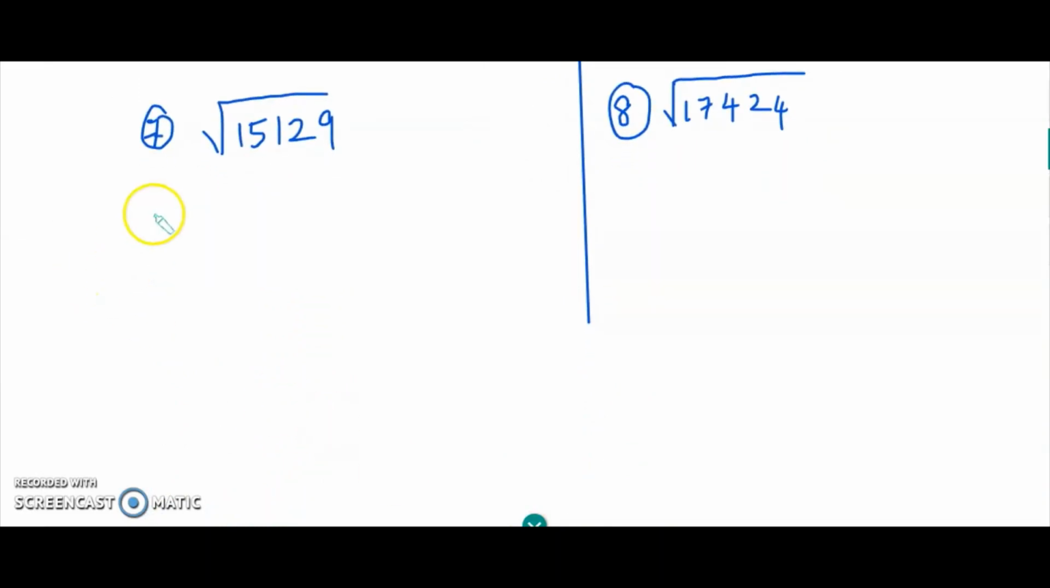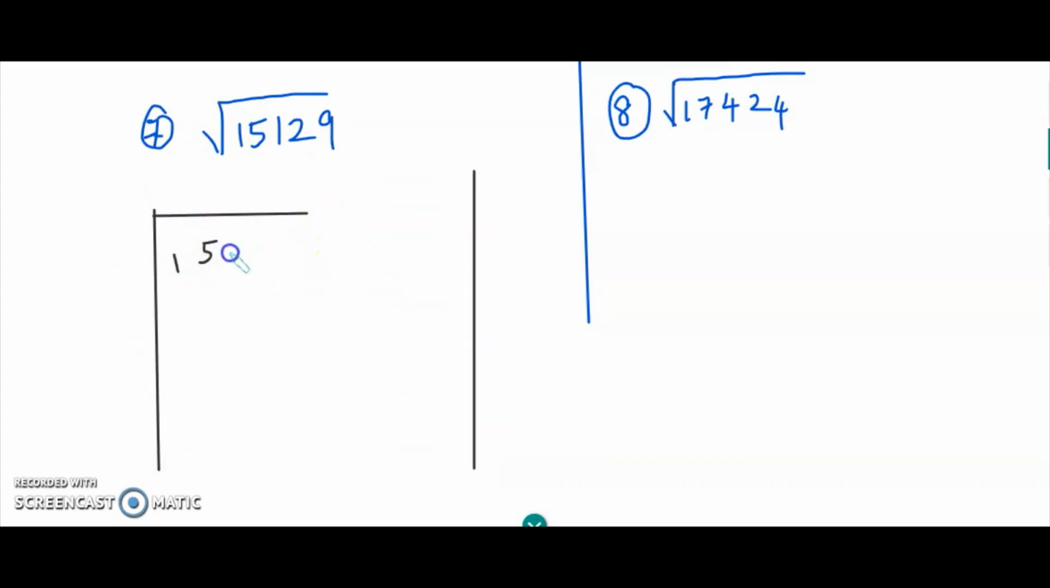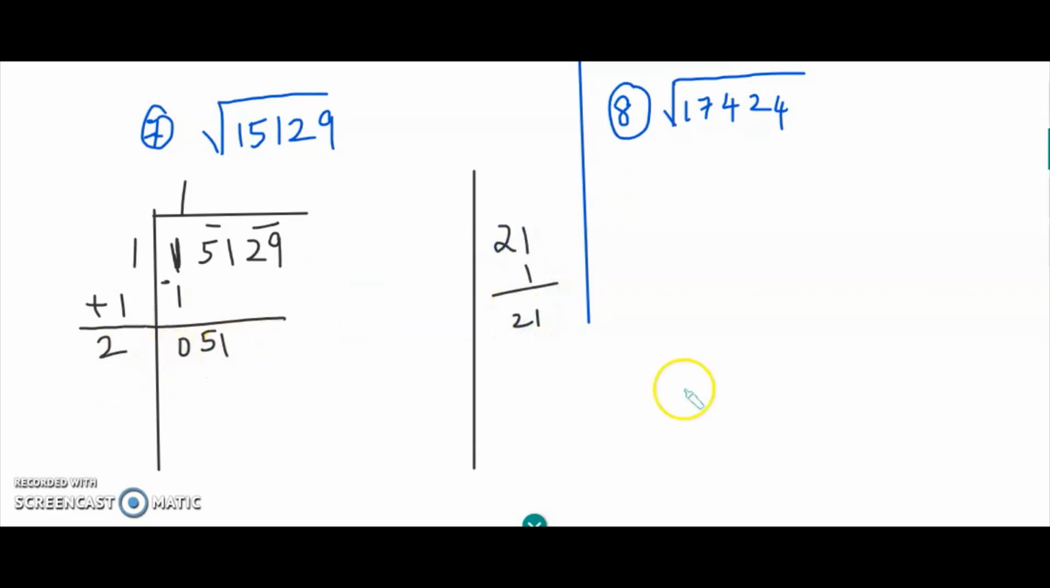Okay, so it's 15129. Again, let's pair it, this and this. So 1 ones are 1 because it's a perfect square, right? So it's a 0. I'll add here. I'm getting a 2. This is 51. Now 51 will be a bigger number. Even if I put a 21 ones are, it's a 21, which can. So I'll try to find. Now here we'll not try to find the perfect square. We'll try to find the nearest smallest number.